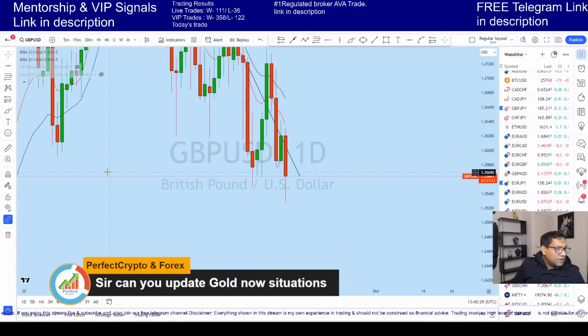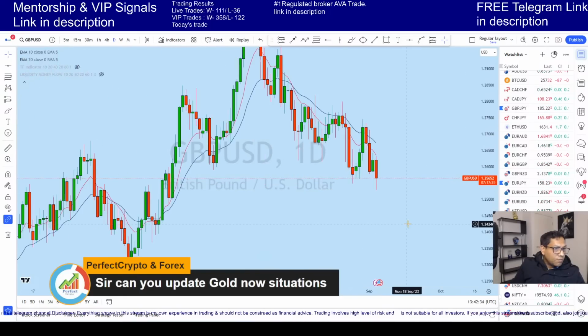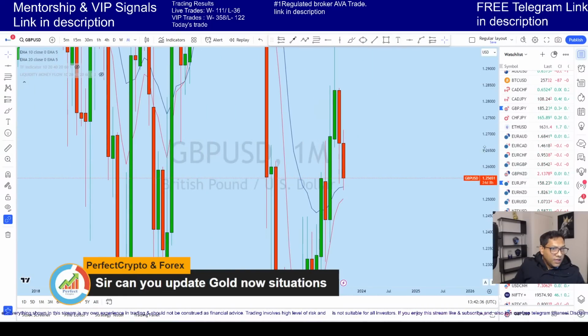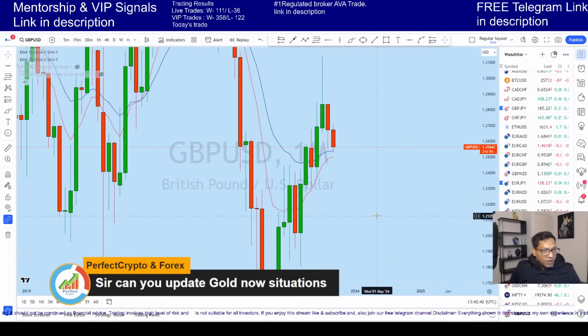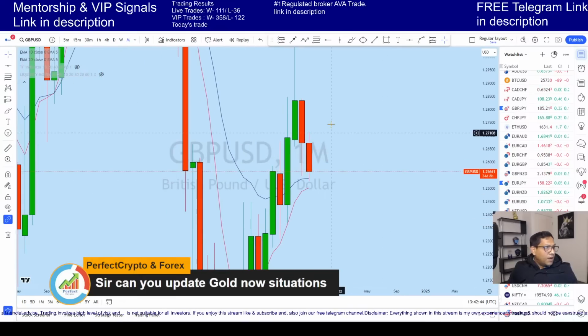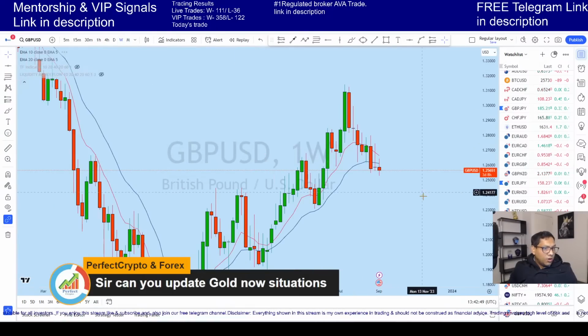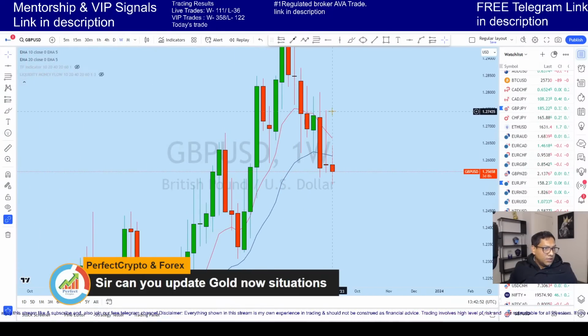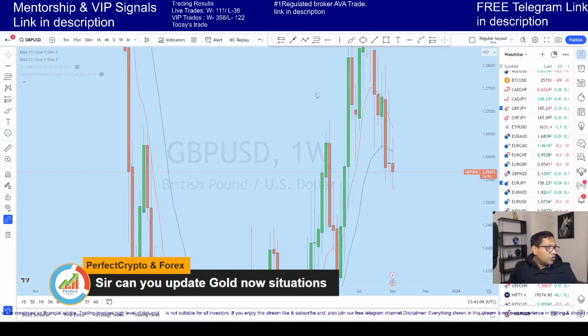Now looking at the monthly on GBPUSD, we see that this is a very strongly bearish market from the monthly perspective. Looking at the weekly, you also see there is a long weekly candle here. The previous week there is a doji. This week, after a little pullback, the market is dropping down. So from the weekly as well, this is a potentially downtrending market.